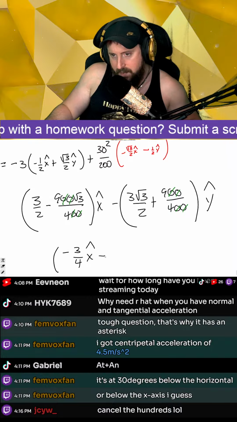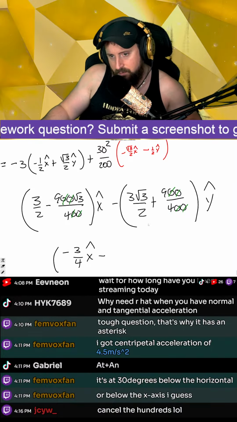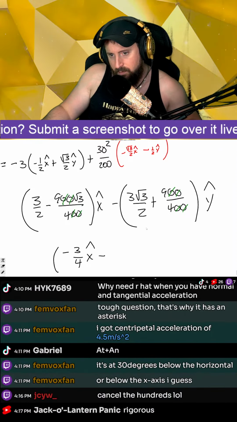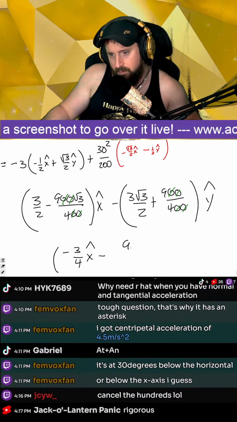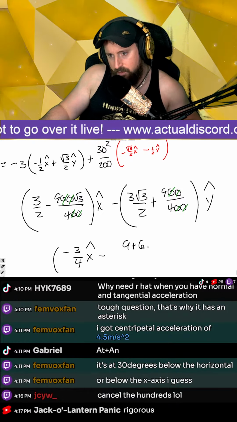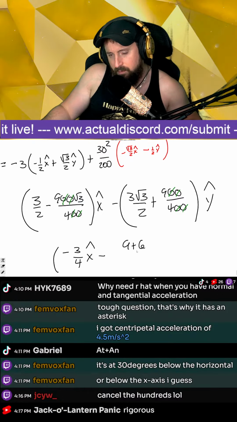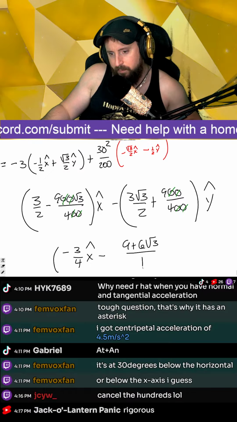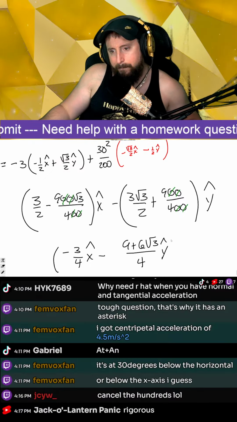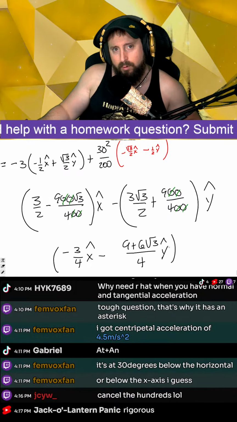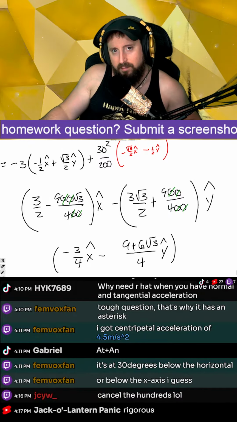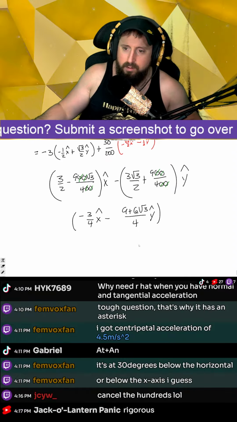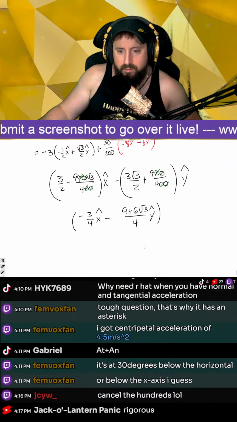Okay. Oh, okay, so 3/2 minus 9/4, whatever. What is that? Negative 3/2, negative 3/4? No, wait. Yeah. Negative 3/4. Right? And then minus, this is not anything nice. 9 plus 6. Square root of 3 over 4. Y hat. Rigorous. Yeah. Okay, cool. So then this is AB.